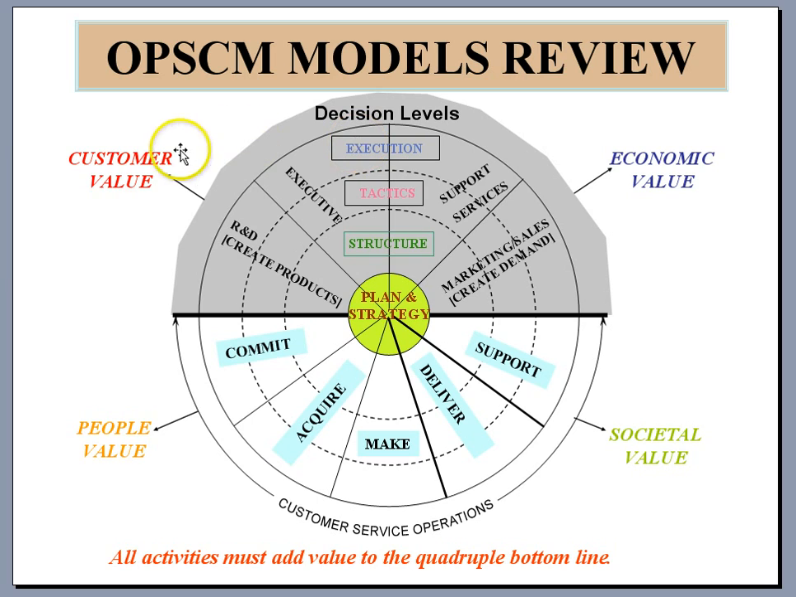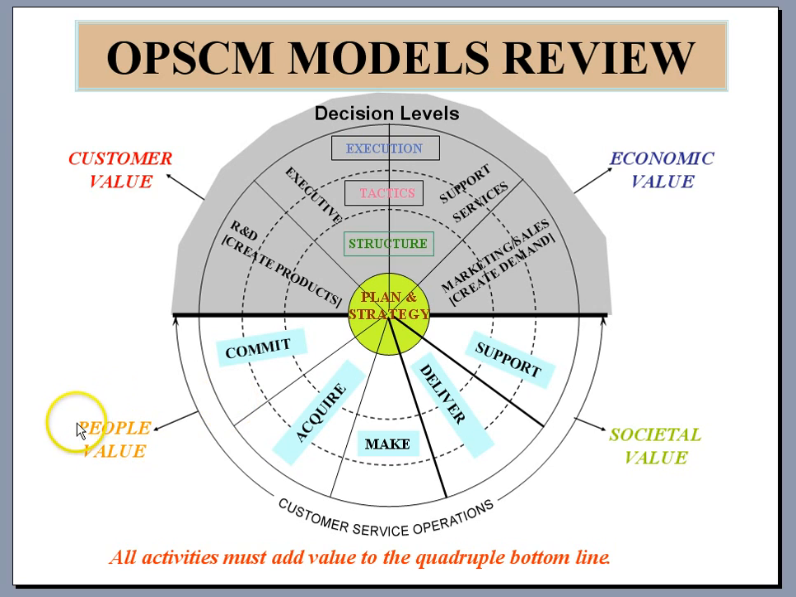Also in our model you can notice that we have a quadruple bottom line, because our model is trying to optimize and do trade-offs to do the best job of producing value for 4 different aspects. One is certainly customer value. If customers don't see any value, then game's over. The next one is economic value. If shareholders don't see any value, game over.